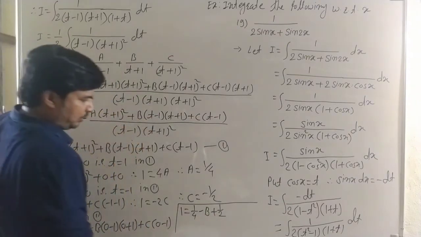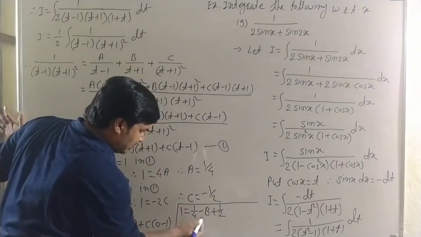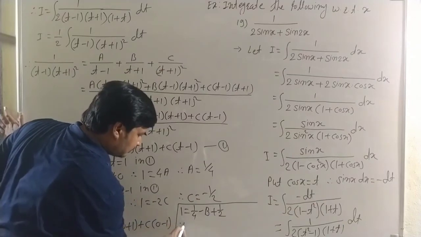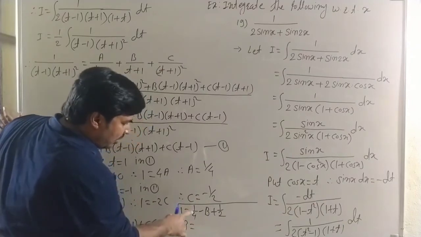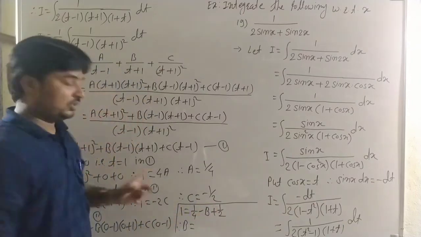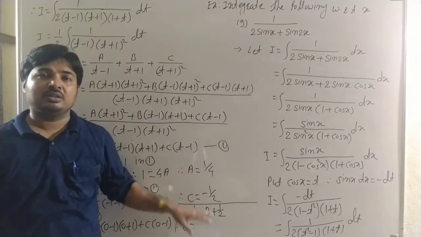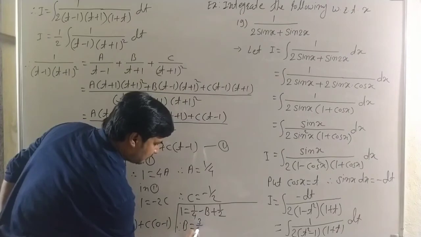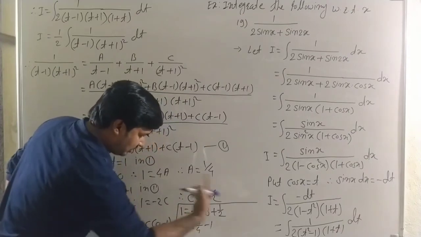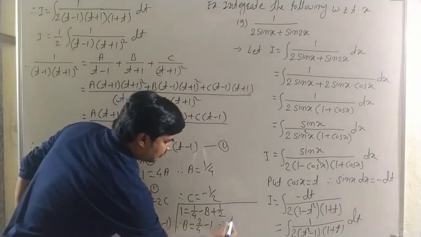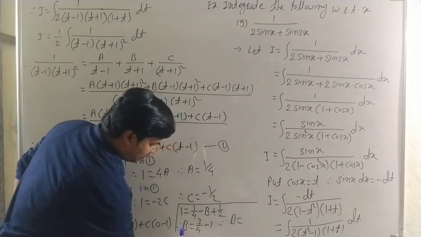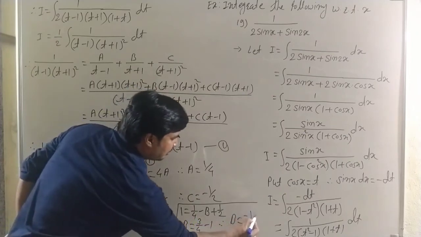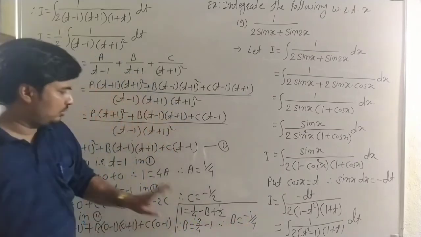Therefore for this b we can write, see carefully, 1 by 4 plus 1 by 2 is 3 by 4. Therefore it is 3 by 4 minus 1, this 1 becomes here, and therefore b is equal to minus 1 by 4. So b is equal to minus 1 by 4.